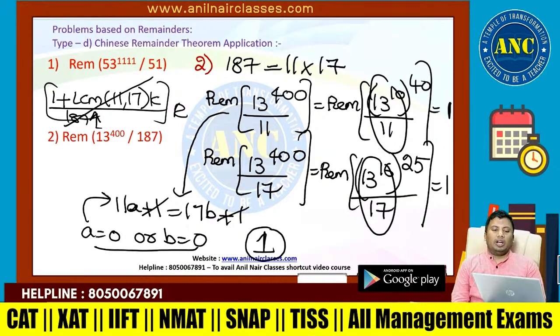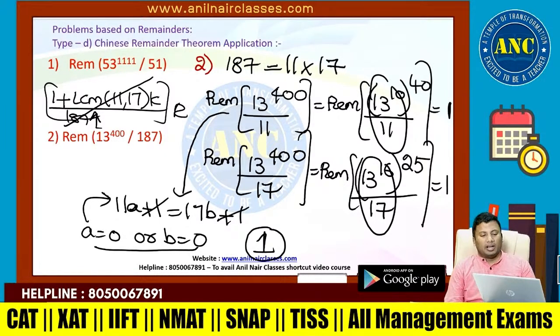13 power 400 divided by 11. For 11, the power should be 10. 13 power 10, power 40. 13 power 10 divided by 11 is 1. 1 power any number is 1. 13 power 400 divided by 17. For 17, the power is 16. 13 power 16 by 17 is 1.